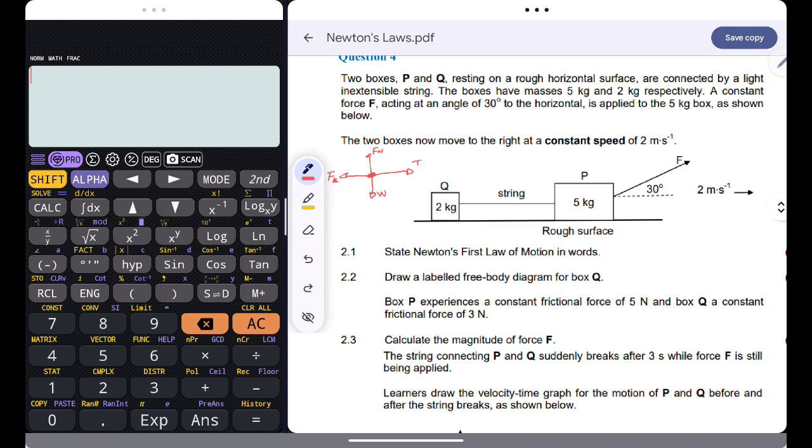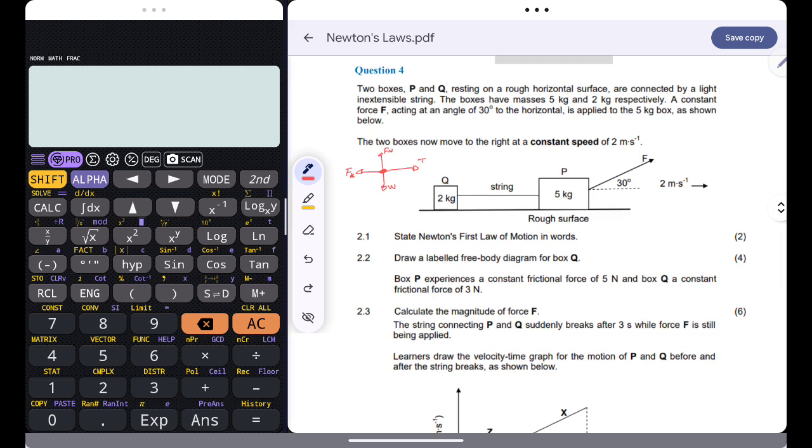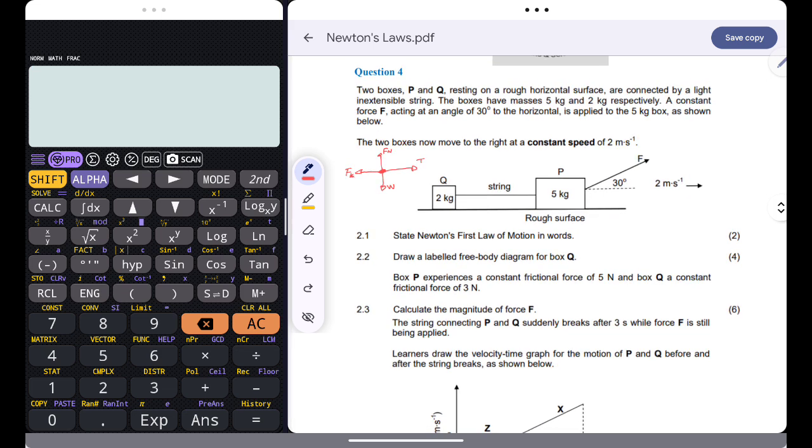Now we are told that box P experiences a constant frictional force of 5 newtons and box Q a constant frictional force of 3 newtons. They want us to calculate the magnitude of force F.